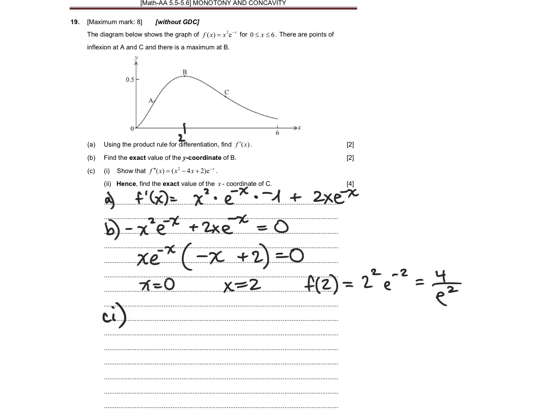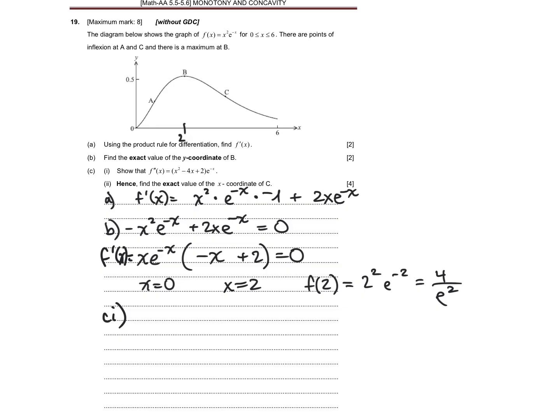So for C(i), show the derivative. So this is the first derivative here. I've simplified it. So I'm going to use it. You can do what you want to do here.